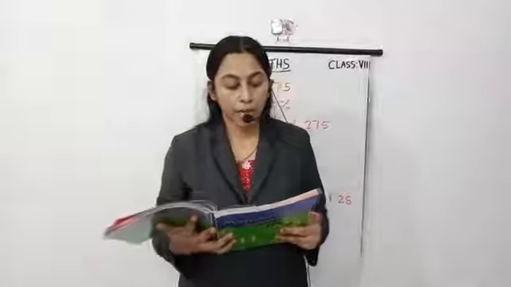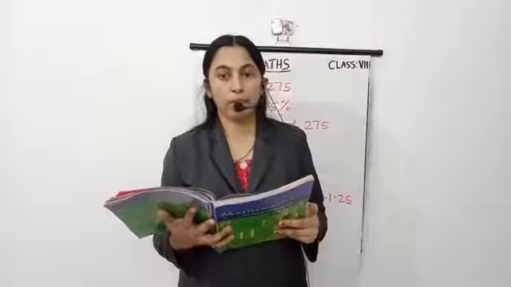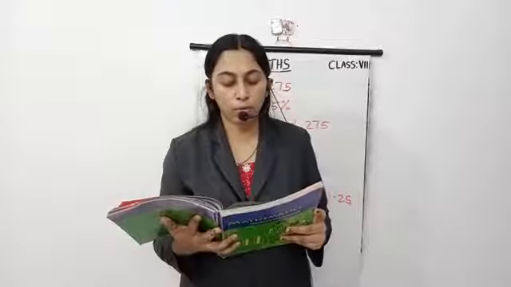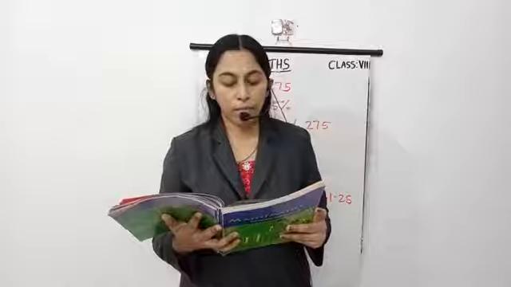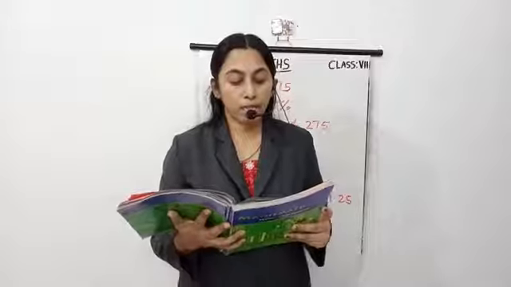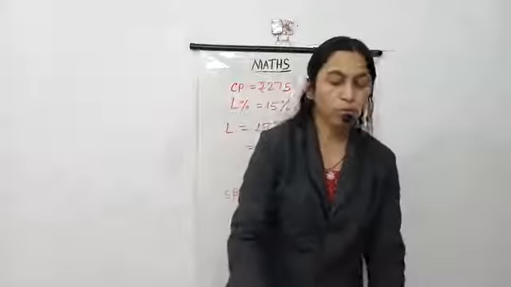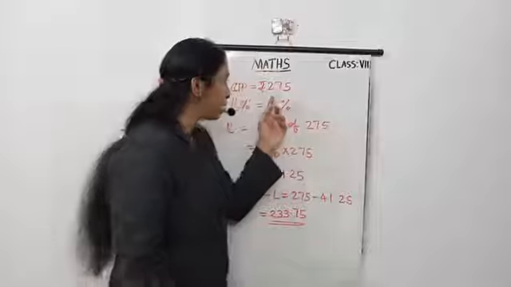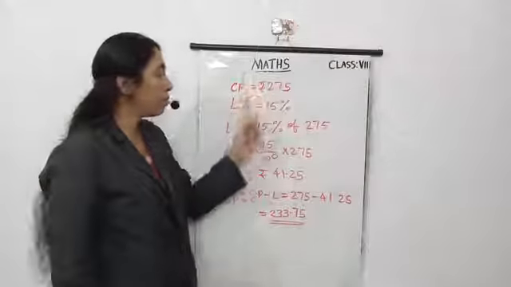Now question 8. Amina buys a book for rupees 275 and sells it at a loss of 15%. How much does she sell it for? We need to find its selling price. So this is a direct question. Amina buys a book for 275, so this is the cost price, and she made a loss.